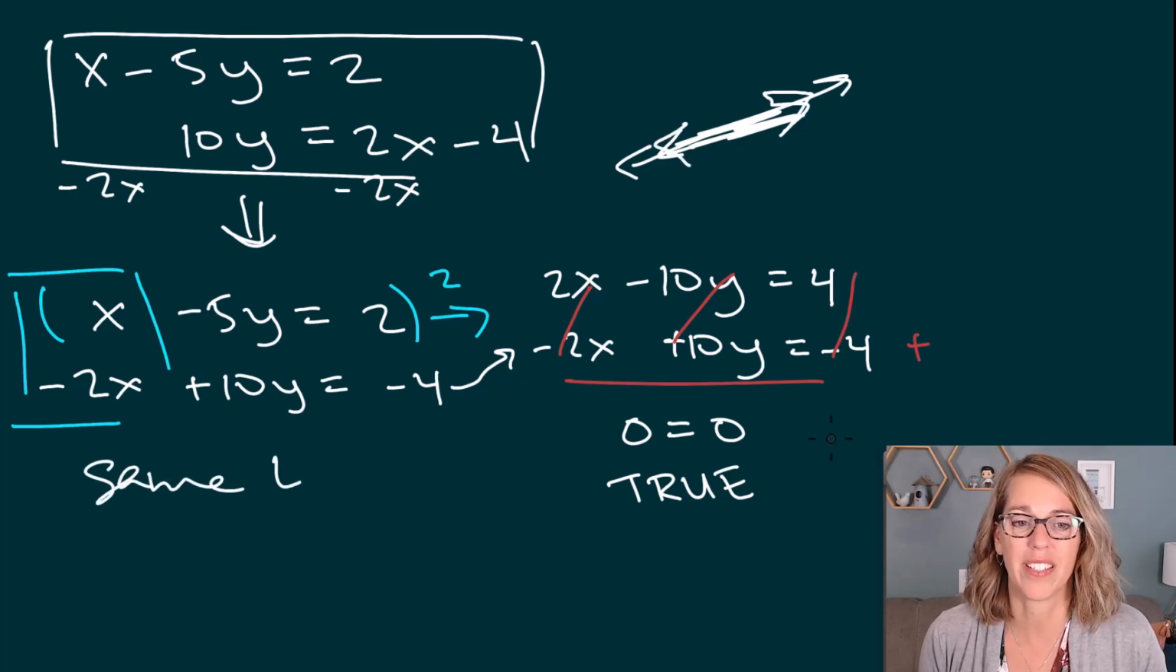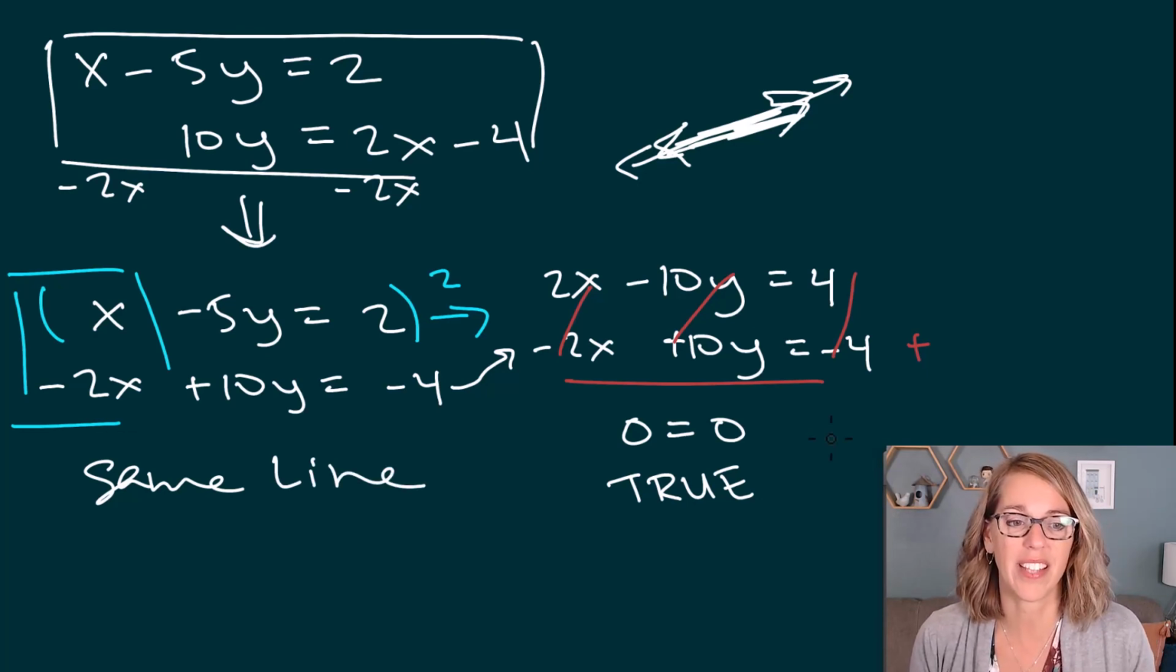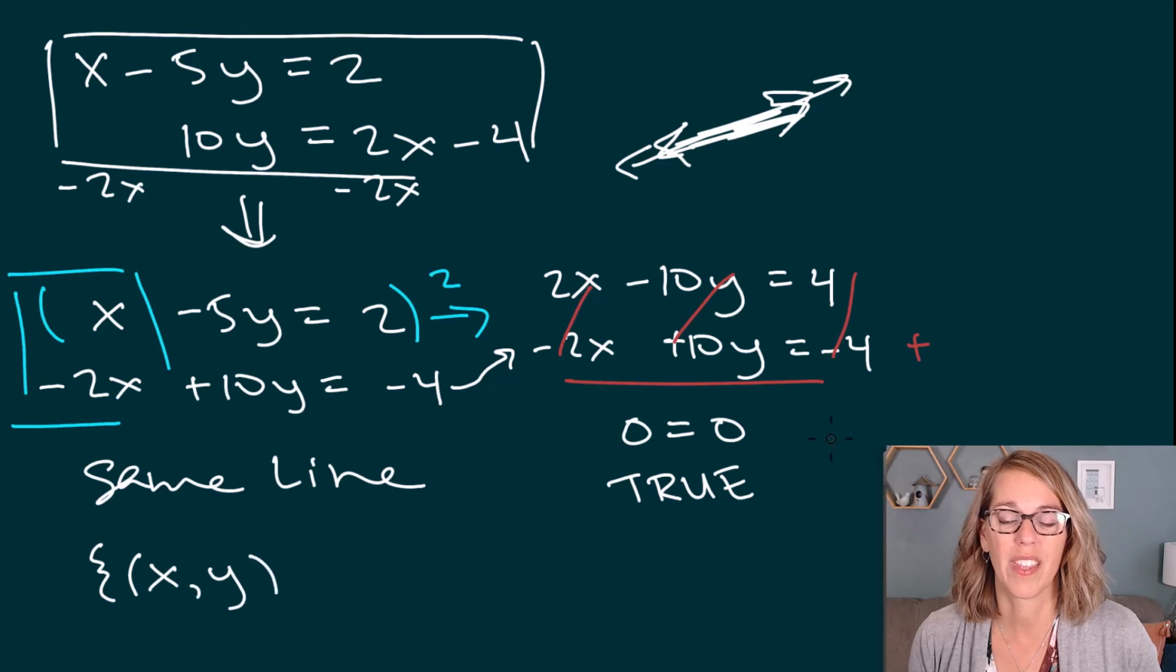How do you express that in an answer? Well, my answer are points, right? So in this case, I can't just give a single point. So I'm going to give a set of points. So it's the set of all of the xy's that live on my line. So all the xy's that live on my line is defined by either equation. It doesn't matter which equation you put in here. I'm just going to grab the first one, x minus 5y equals 2.